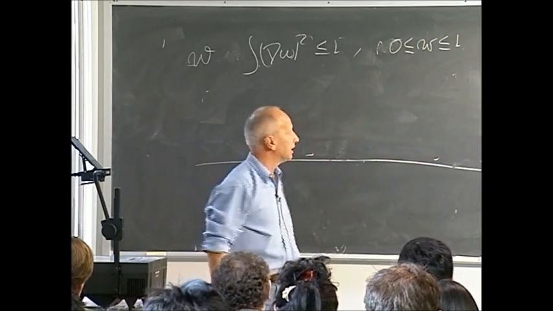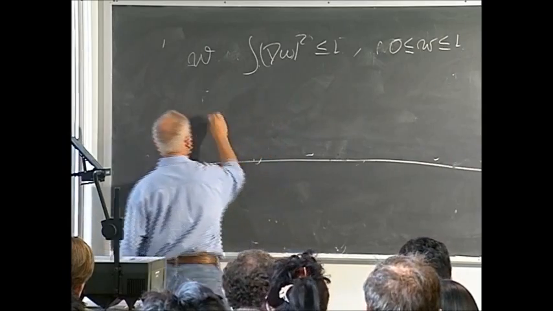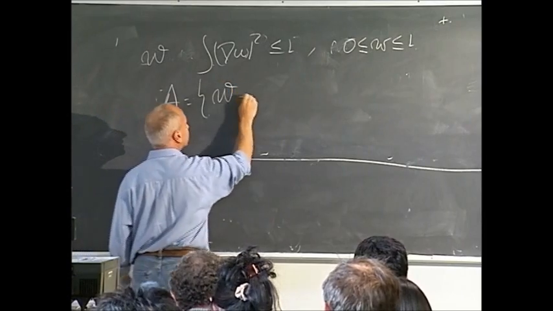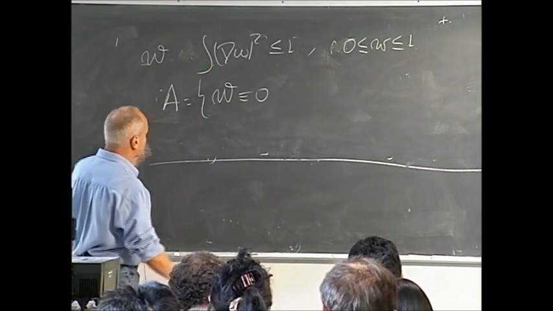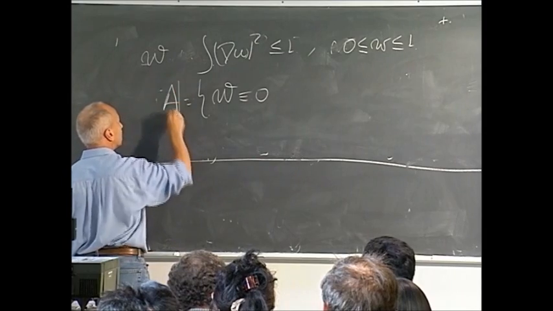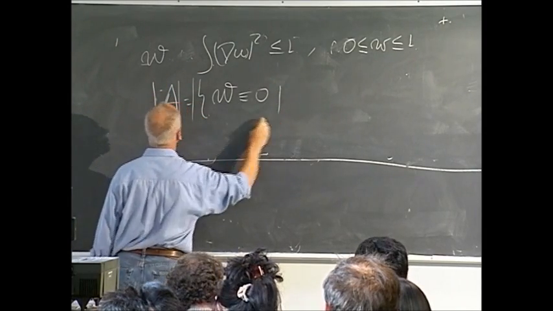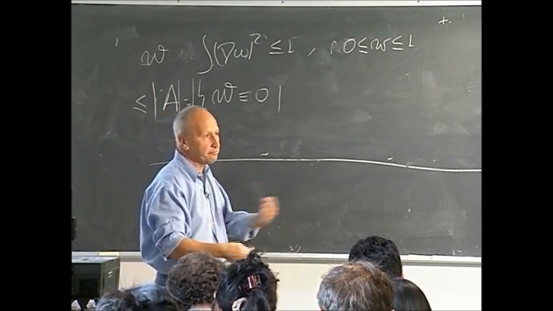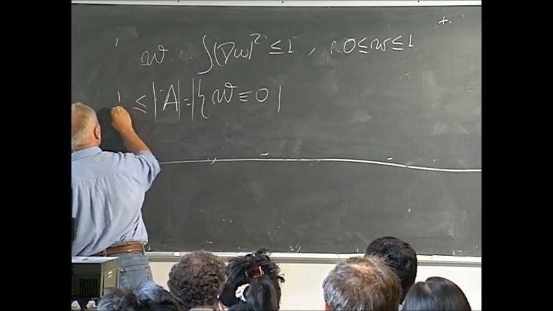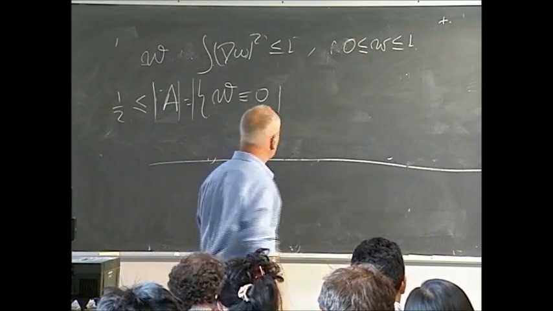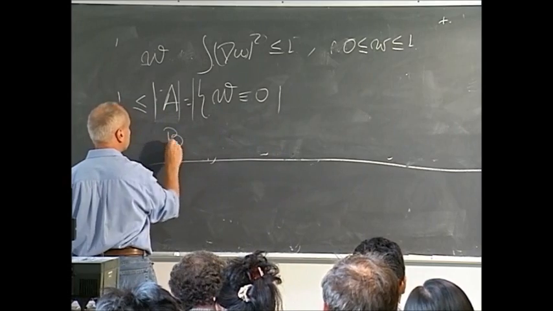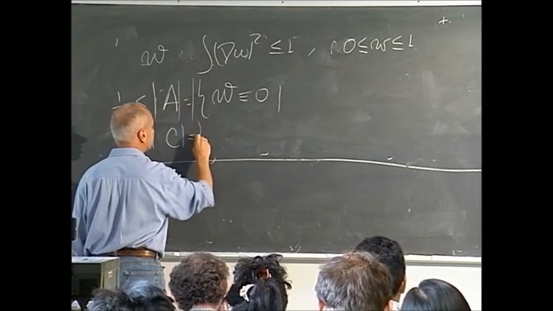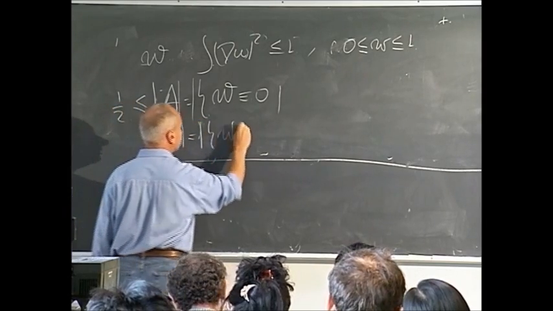Okay. And I have a set A, the set where w is identically equal to 0 and has some non-trivial measure. Let me put the 1/2, but it works with any measure you want. And I have the set C, which is the set where W is identically 1.